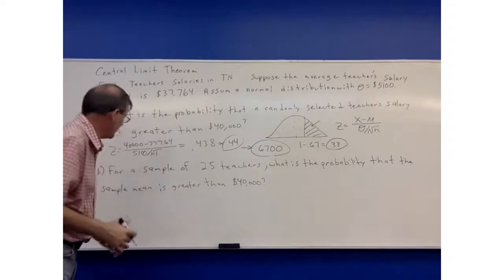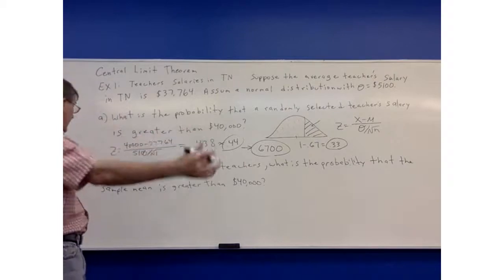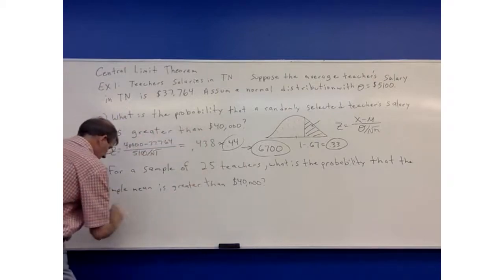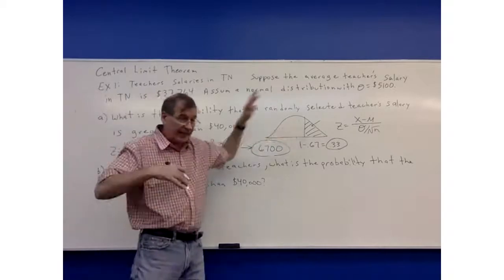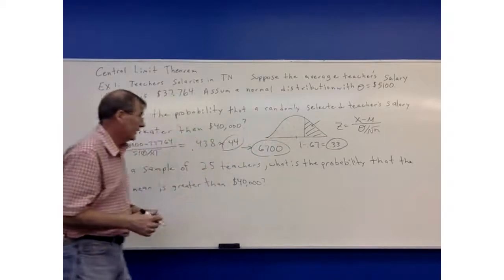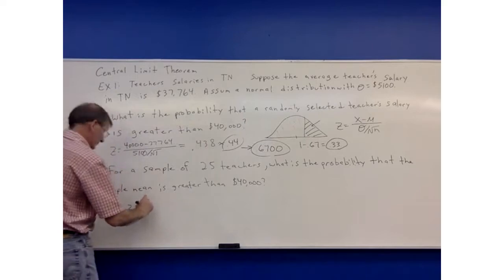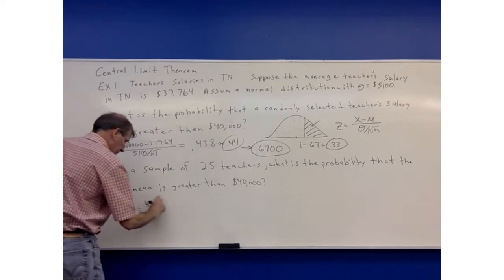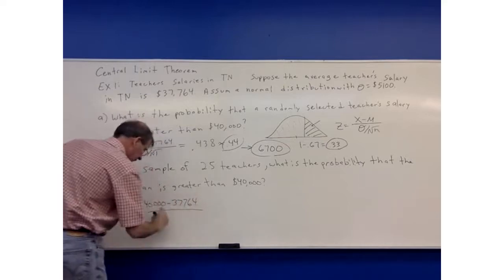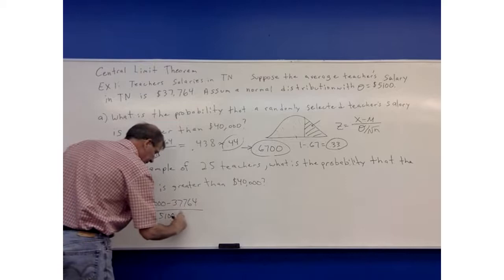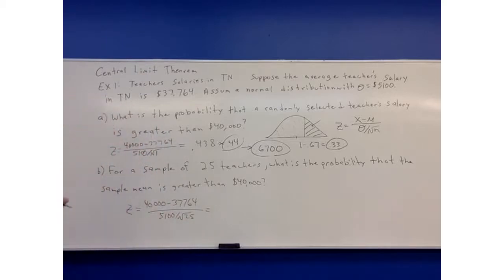Now let's look what happens here. Suppose we have a sample of 25 teachers. Everything else is the same. Let's set this up. Normally I would draw this again, but everything's identical other than n. N is now different. So we have z equals 40,000 minus 37,764 over 5,100 divided by square root of 25. Let me just make sure I got all the numbers in right.